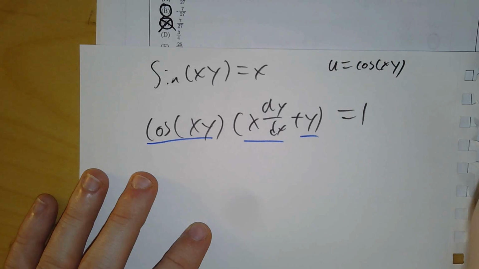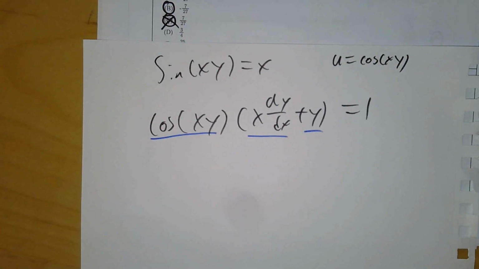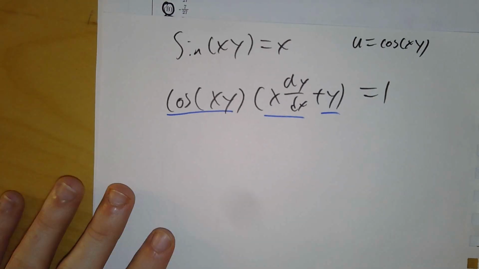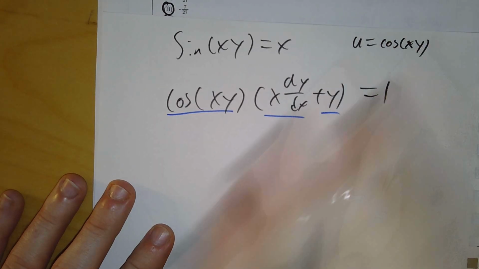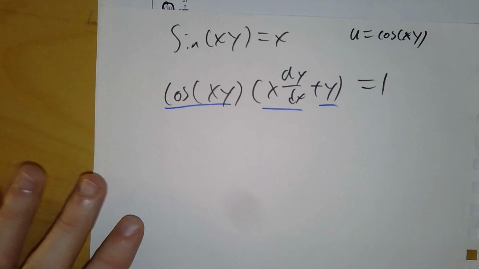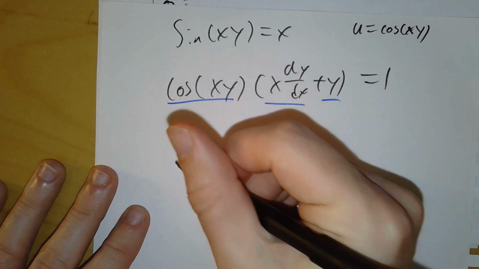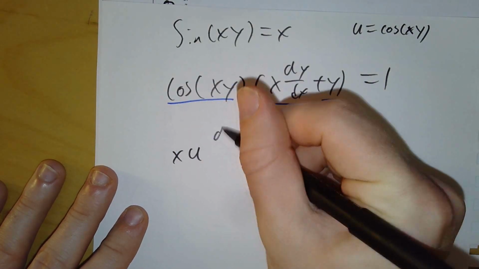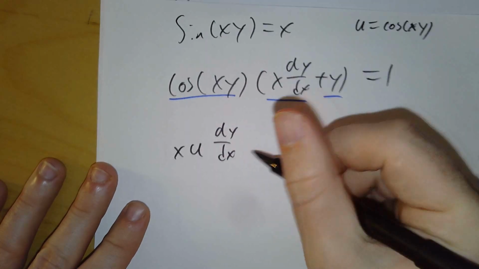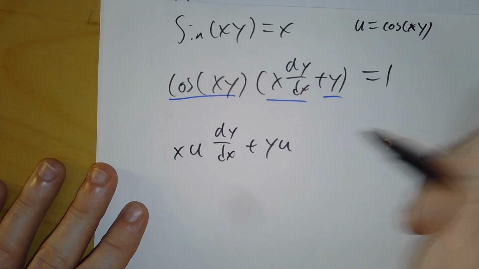And the only reason I'm doing this is just to make it easier to write. I'm not doing this for any other reason. This has nothing to do with the math of it. It's just to make it easier to write. So instead of saying cosine xy, I'm just going to say u. Okay? So then what I'll have is xu dy dx plus yu equals 1.